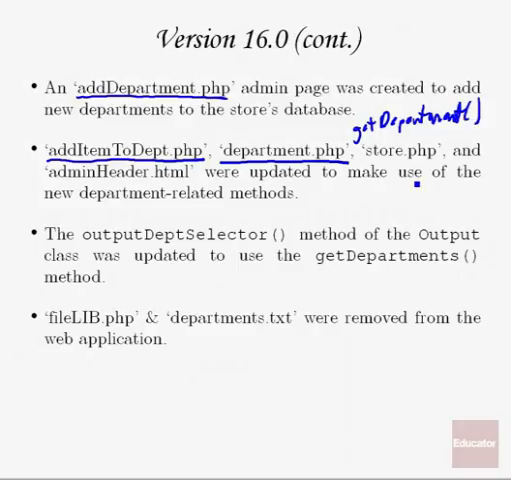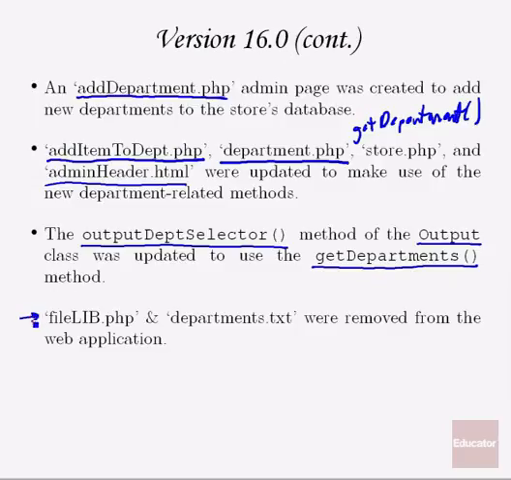Our store.php page is going to use the get departments function, which allows us to get an array of all of the departments in the store. And then our admin header.html has also been updated so that it calls this new get departments method so that it can output the links on the side. Additionally, our output department selector method, a static method in the output class, which is used to output the drop-down box to select a department on our admin store, has been updated to use this new get departments method to load all the departments from the database.